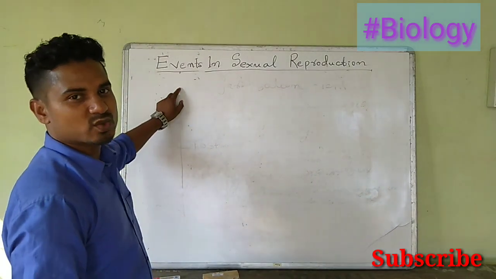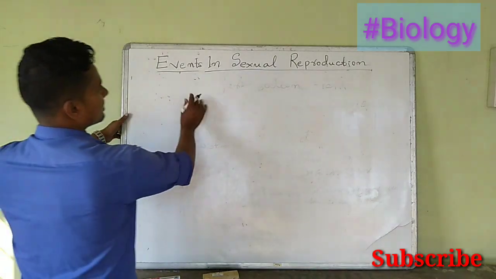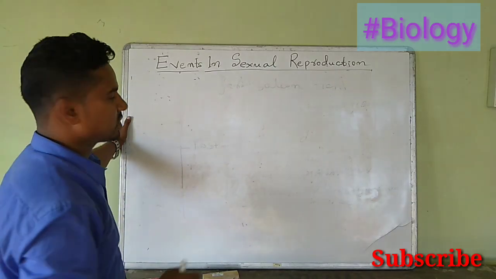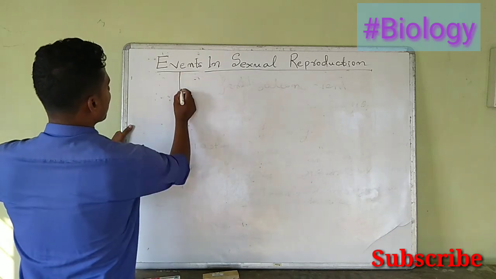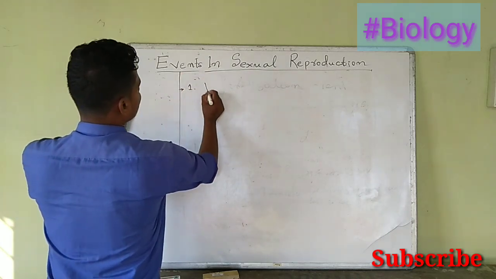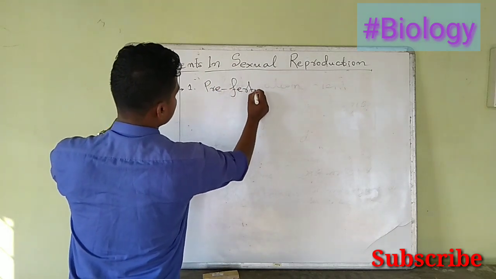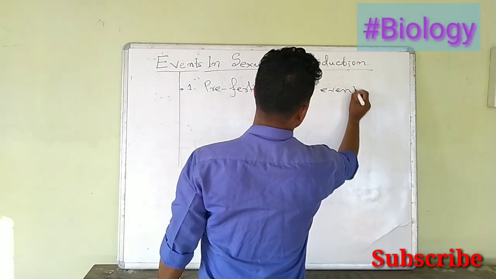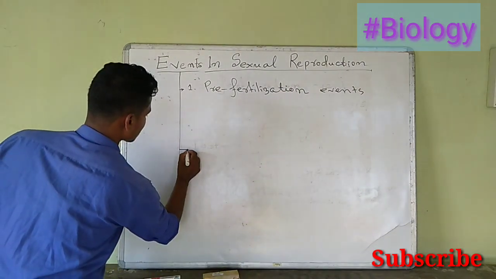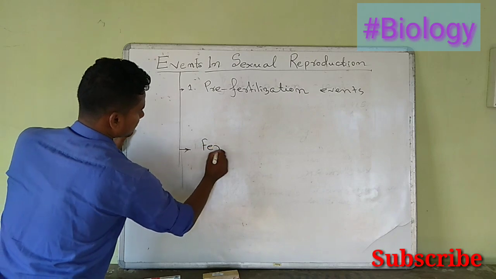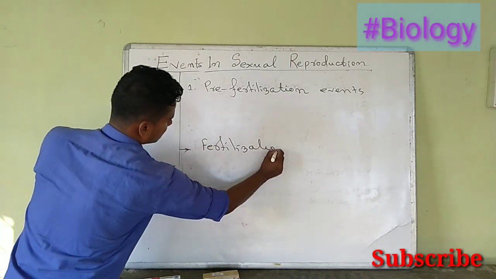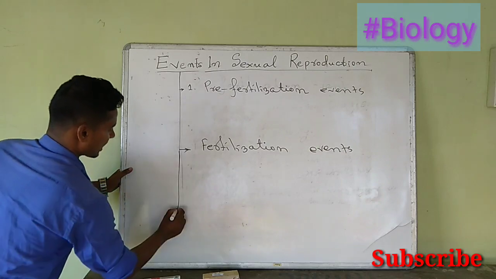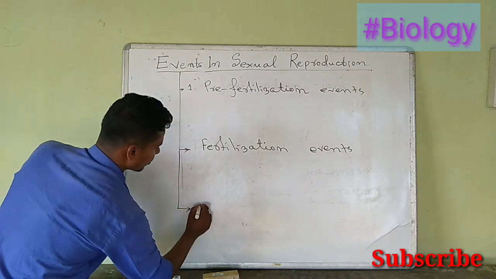Let's discuss the events in sexual reproduction. Let's see what are the things that happen in sexual reproduction. The events of sexual reproduction can be broadly categorized into three. Number one, pre-fertilization events. Number two, fertilization events. And the last part is called post-fertilization events.